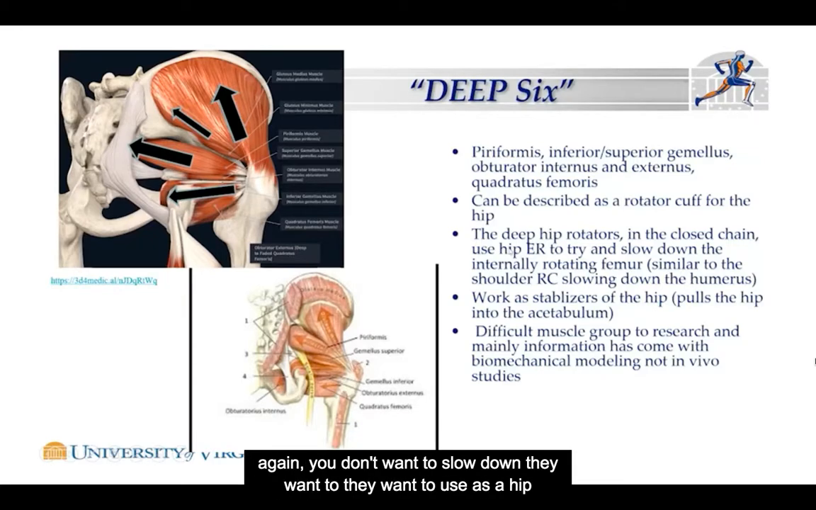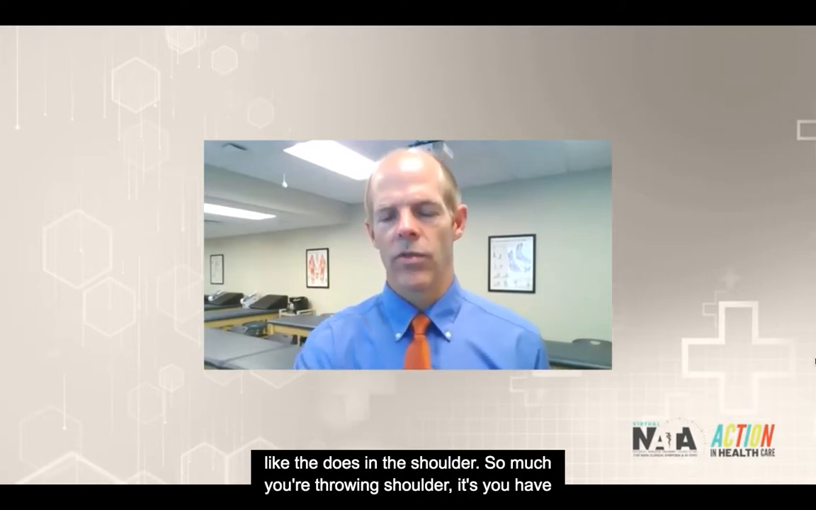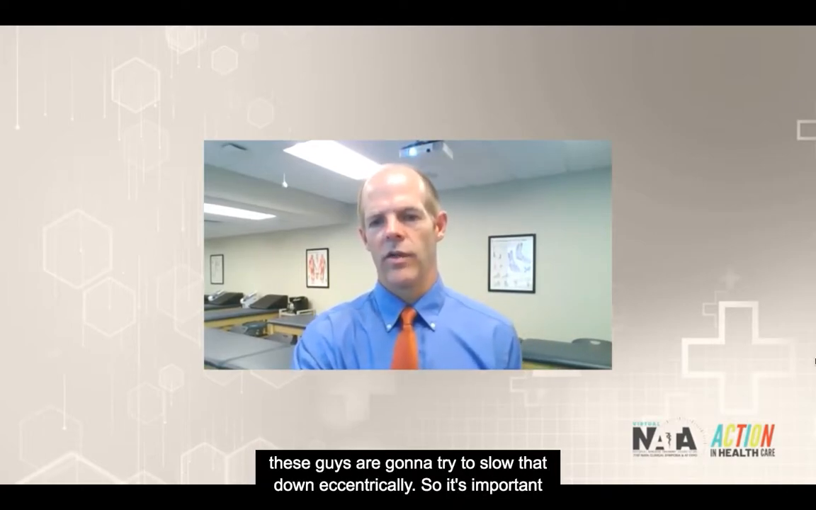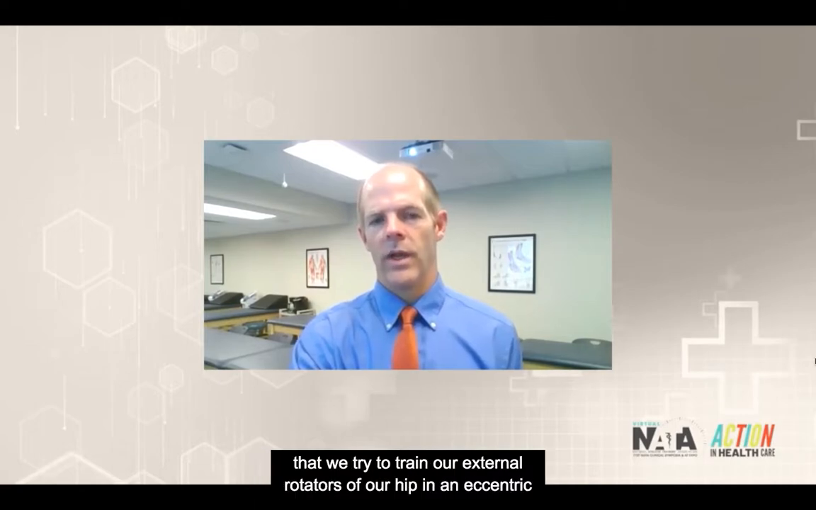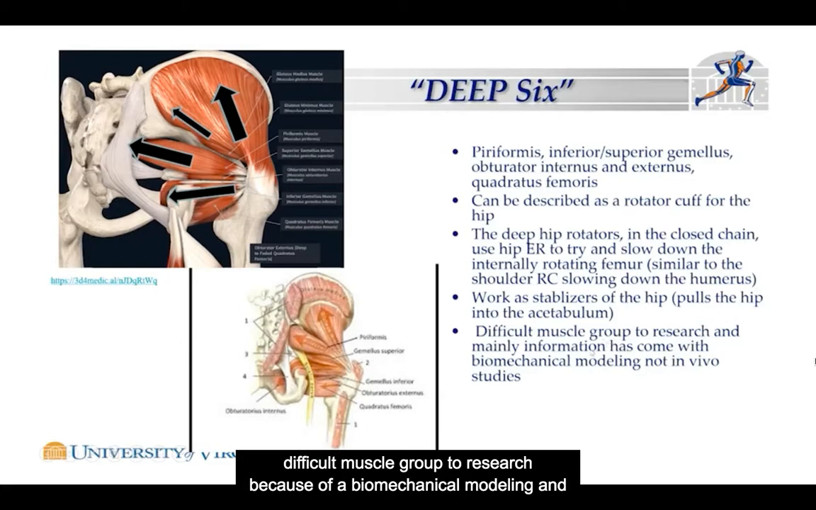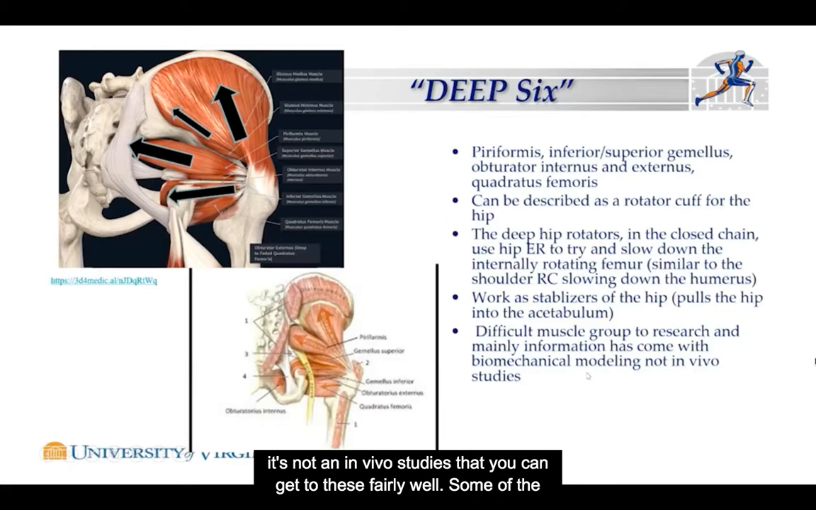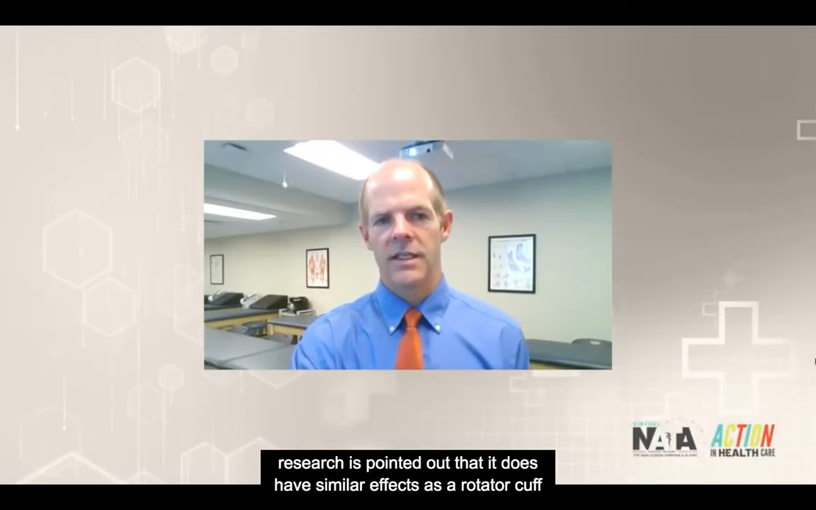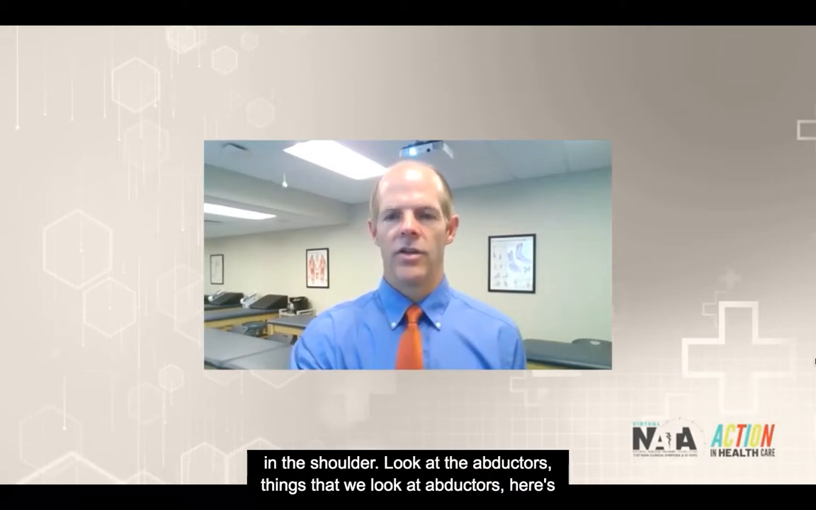You want to use it as a hip external rotator, and try to slow down the internally rotating femur, just like it does in the shoulder, similar to a throwing shoulder. These guys are going to try to slow that down eccentrically. So it's important that we try to train our external rotators over our hip in an eccentric fashion as well. And they work as stabilizers of the hip. It's a difficult muscle group to research because of the biomechanical modeling, and in vivo studies can't get to these fairly well. Some of the research has pointed out that it does have similar effects as a rotator cuff in the shoulder.